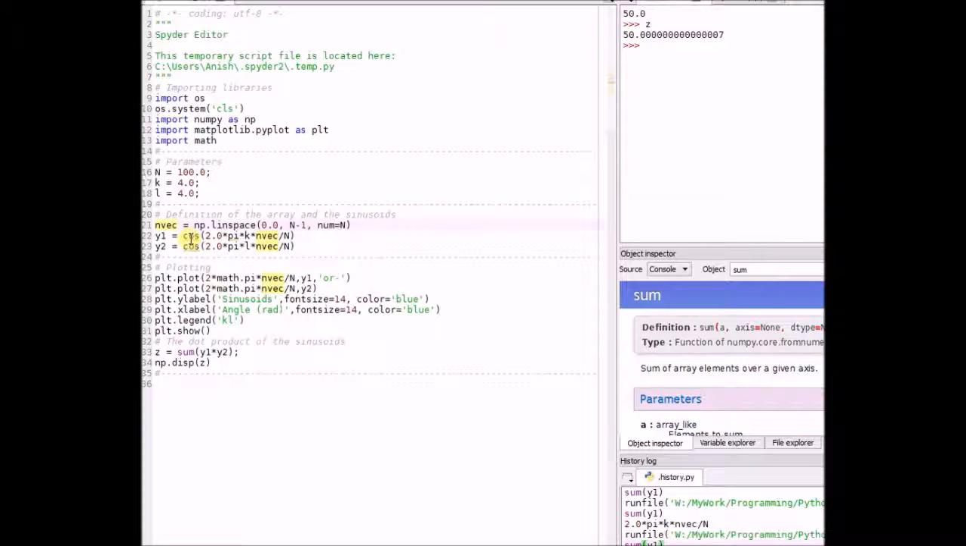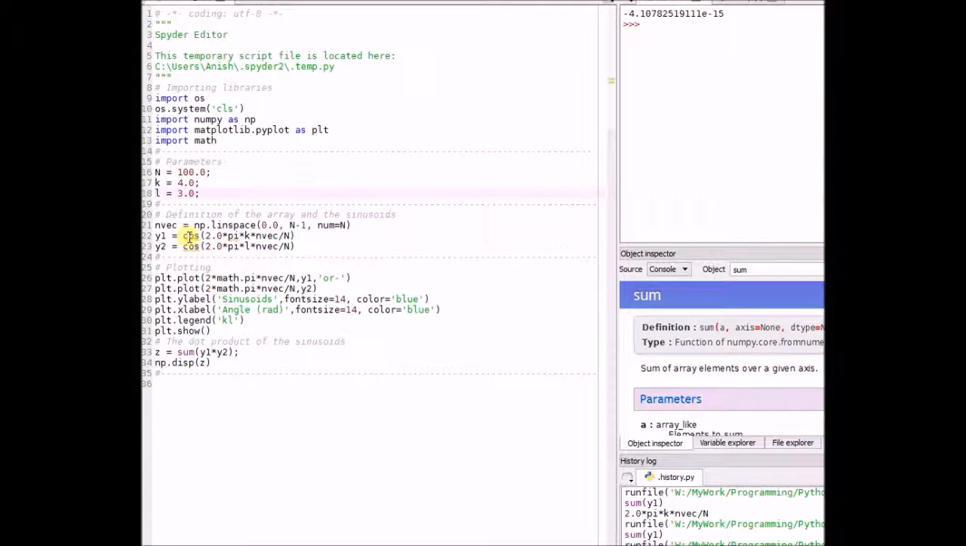Now when the frequencies are different, that is when k is not equal to L, say for example 3, we see that the value is practically equal to 0, that is minus 4.1 into 10 power minus 15, which is practically 0. That is, when the frequencies are not equal, the dot product is equal to 0.